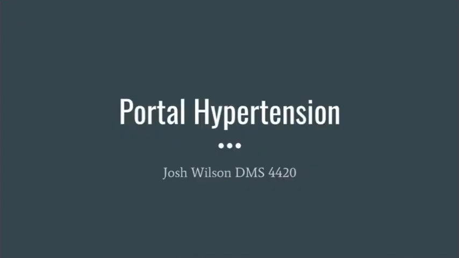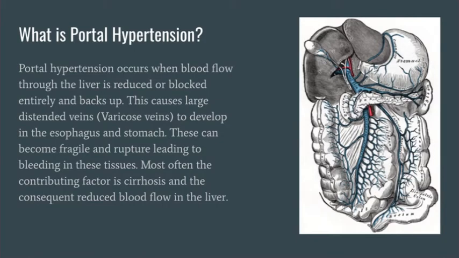Okay, so I chose to do my topic on portal hypertension. What is portal hypertension? Portal hypertension occurs when blood flow through the liver is reduced or blocked entirely and backs up. This causes large distended veins to develop in the esophagus and stomach. These can become fragile and rupture, leading to bleeding in these tissues.